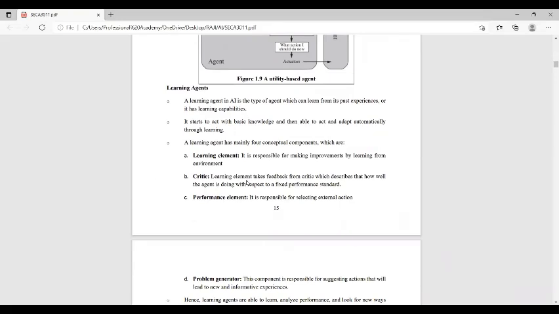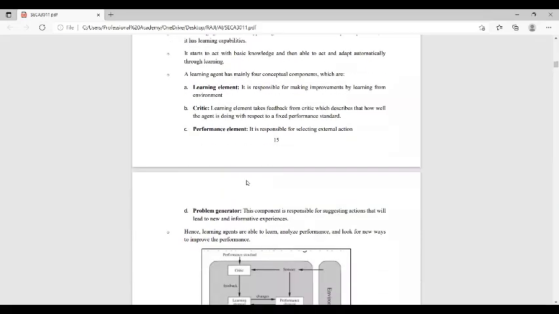So the learning agent, the next type of agent, is the learning agent, which actually learns from experience and behaves on its own, which can learn from its past experience, or has certain capabilities. That is called a learning agent. It has four components: learning element, critic, performance element, problem generator. The learning element is responsible for making improvements by learning from the environment. It will just learn from the environment and make improvements. That responsibility comes to the learning element.